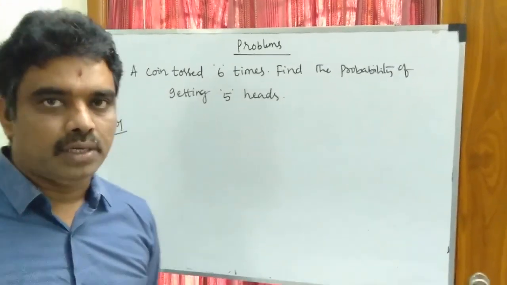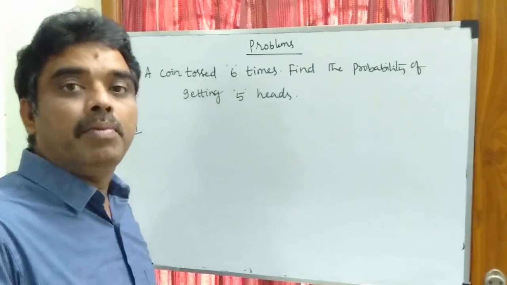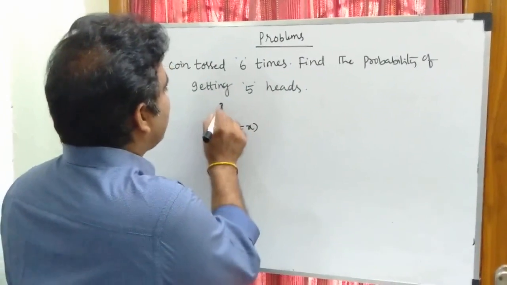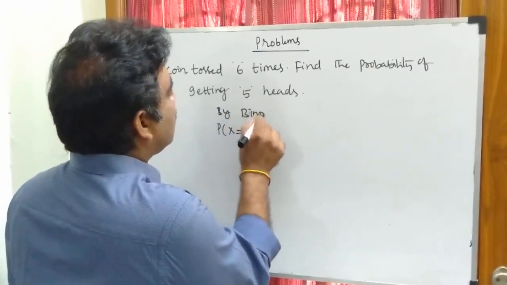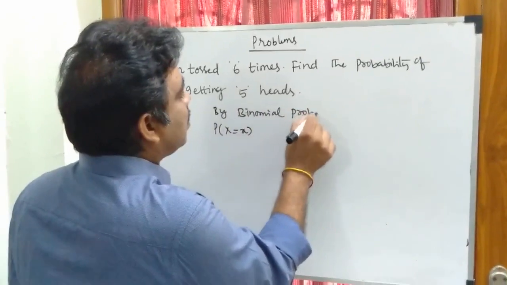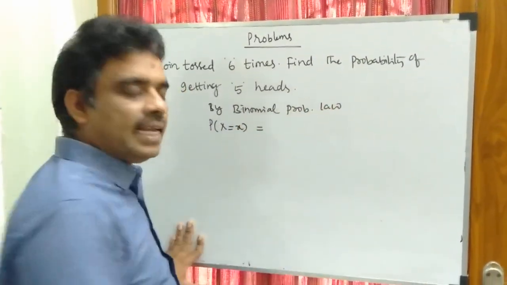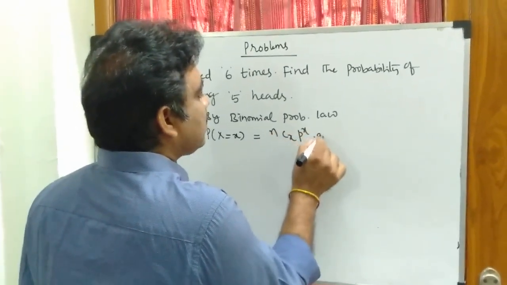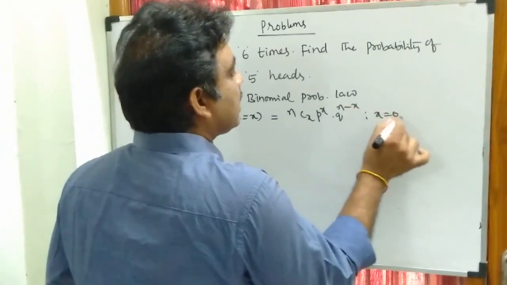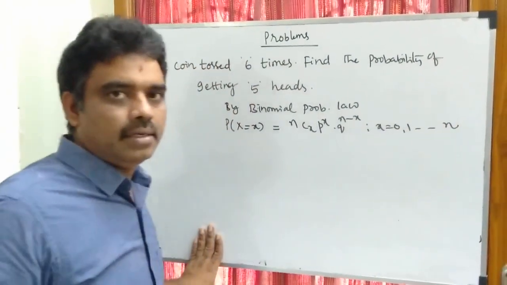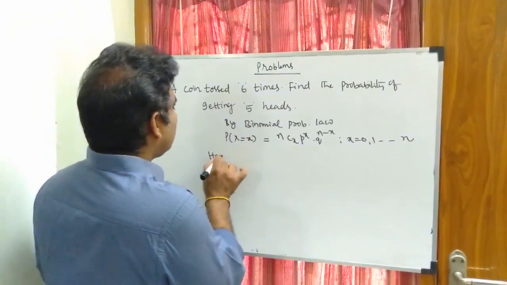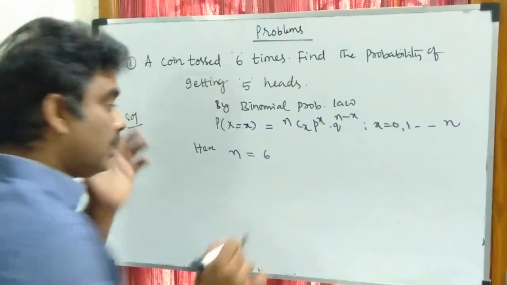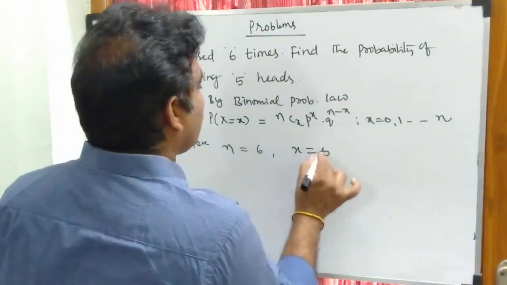We can apply binomial distribution. And we know that by binomial probability law, the probability of getting x successes in n trials is nCx p power x q power n minus x, where x is equal to 0, 1, 2, and so on up to n. Here in the given problem, the value n is equal to 6, the total number of times the experiment is conducted, and the successes x is equal to 5 heads.